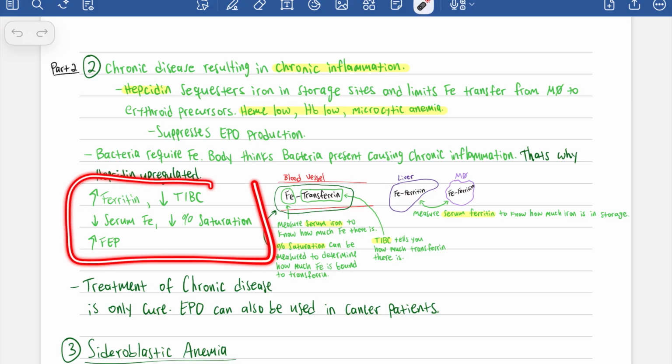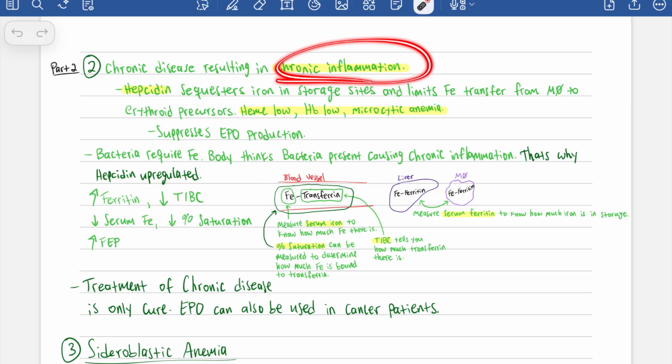And these are the lab values that we would expect to see with somebody that has chronic disease, chronic inflammation, and anemia. So your ferritin's going to be elevated. That makes sense, right? Because we're storing more of it because our body thinks that we're infested with bacteria. It wants to kill off that bacteria. Bacteria require iron. So let's sequester it using hepcidin and ferritin. So our ferritin is going to increase. And like we had mentioned before, whatever ferritin does, TIBC does the opposite. So if our ferritin is increased, our TIBC is going to decrease.